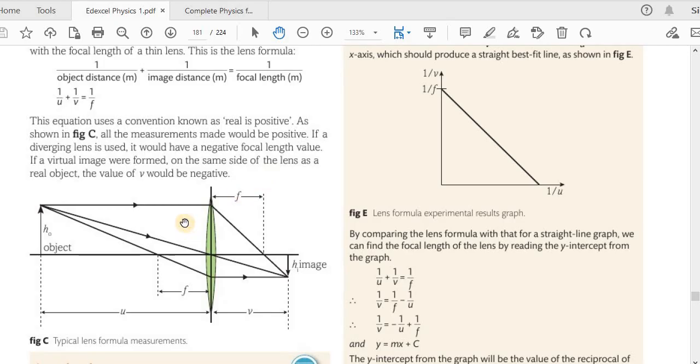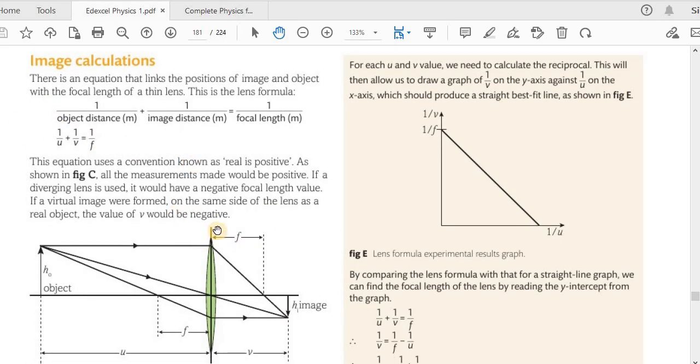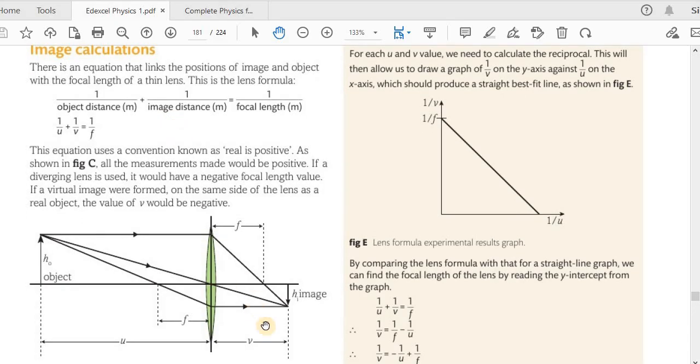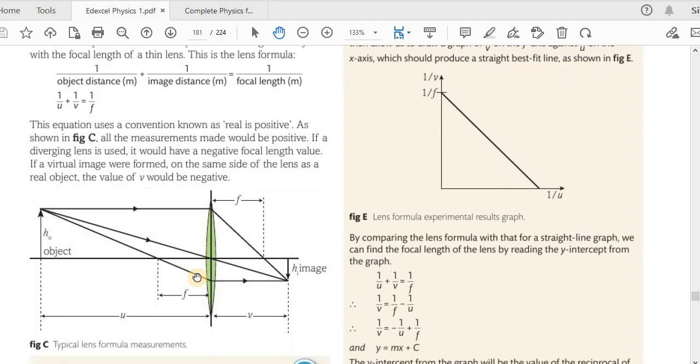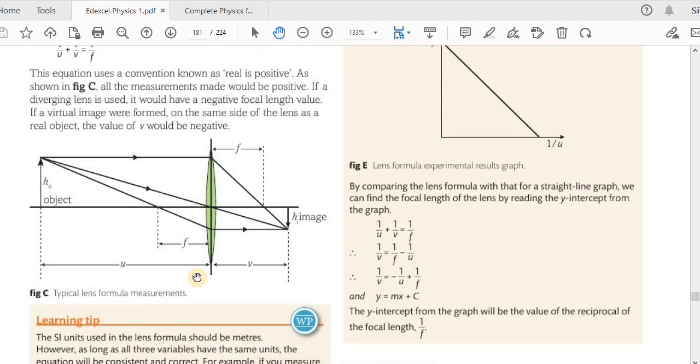So here are the labels for this equation. F is the focal length, that is the distance from the center of the lens to the focus or focal point. Then U is the distance from the center of the lens to the object. V is the distance from the center of the lens to the image. This side also we have focal length because we have the focal point on either side of the lens at equal distances from the center of the lens. So the length of this F and this F are always equal for any lens. The focal length is the same distance on either side.